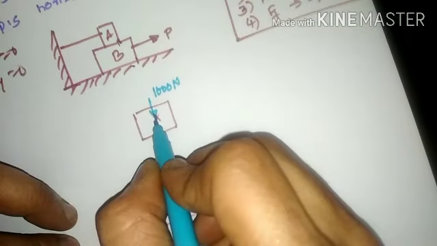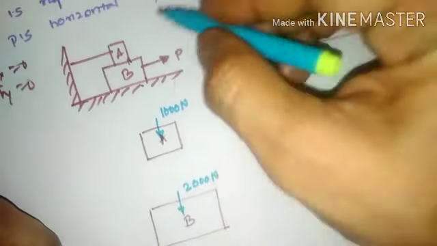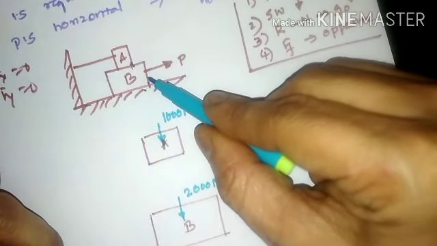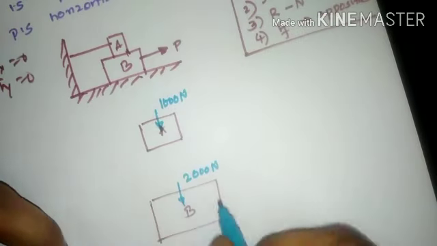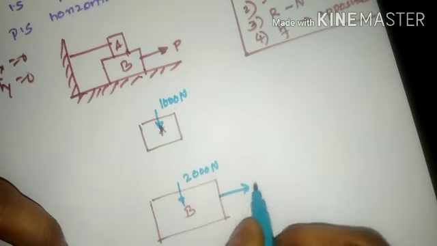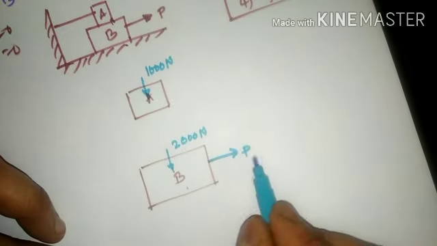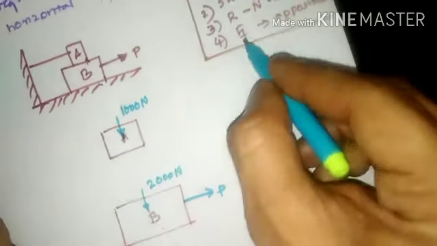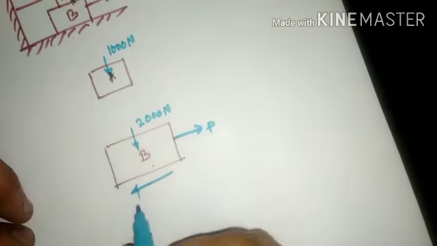Now block A has a force connected to the left hand side, the string force. Now if a force P is applied on block B towards the right hand side, what does it indicate? Block B will move towards the right hand side. So what should be the direction of the frictional force? The frictional force direction will be opposite to the movement of the body. As force P is applied towards the right, the frictional force will be towards the left hand side.